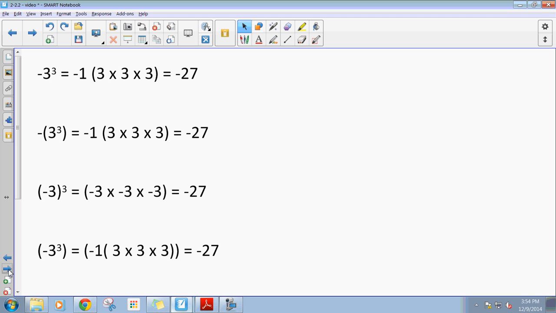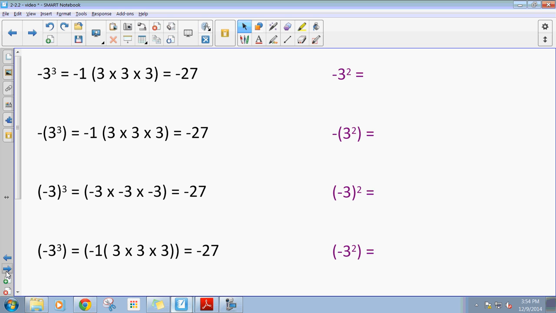Let's look at all 4 of those closely together. In the first one, the answer is negative 27. In the second one, negative 27. In the third one, negative 27. And in the fourth one, negative 27. So by now some of you are asking, does it really matter?